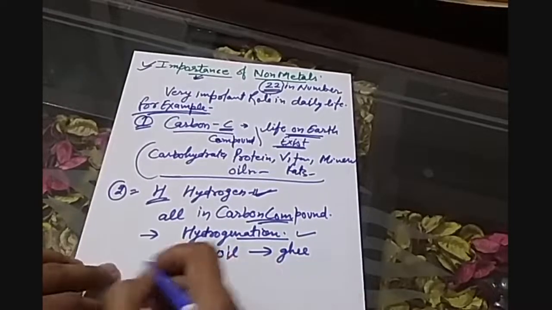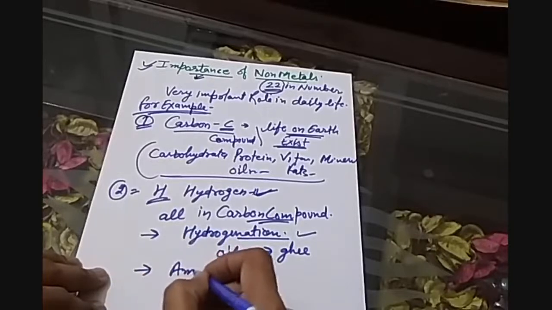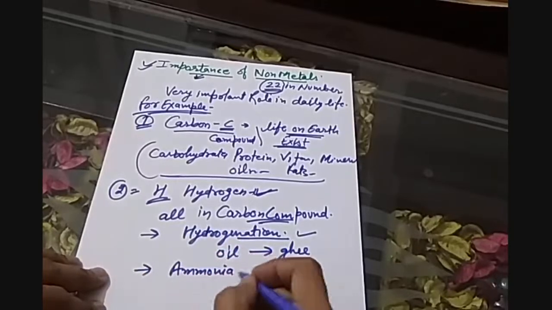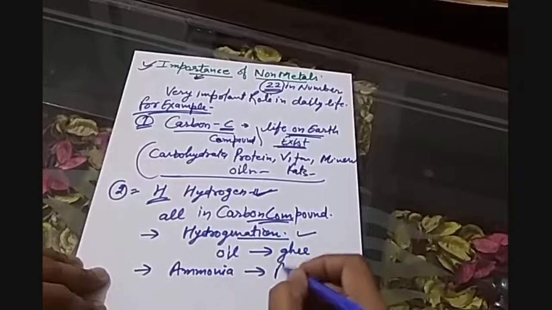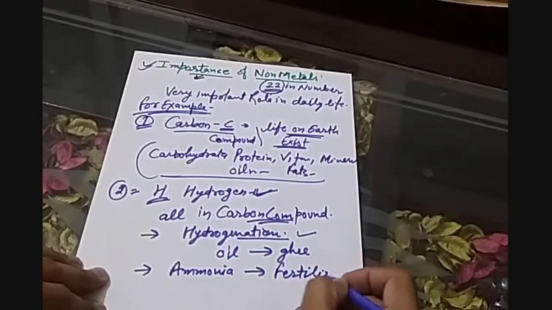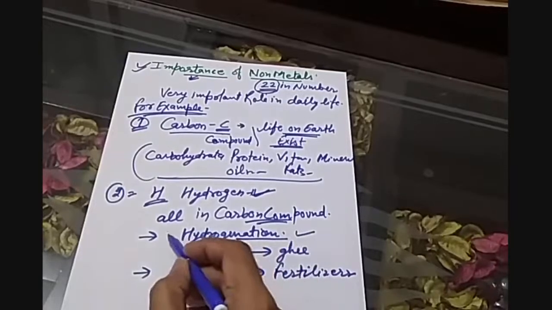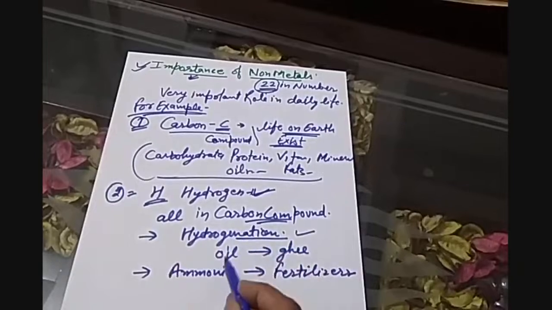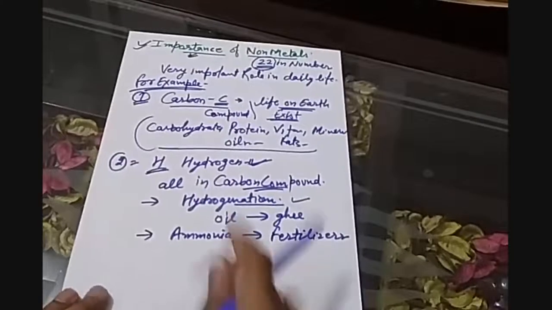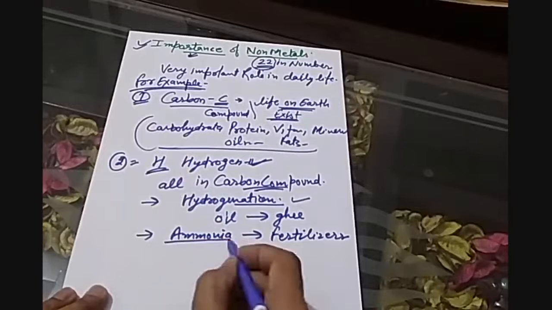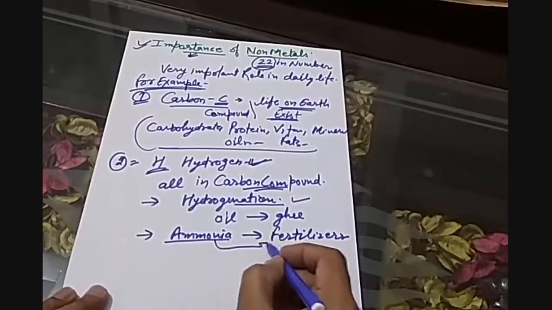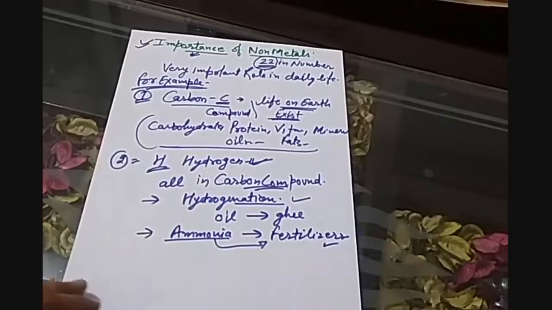Okay, hydrogen is also used to make ammonia, which can be also used to make fertilizers. Now we have studied that hydrogen is the most important just because almost all the carbon compounds contain hydrogen. Hydrogen is also used in hydrogenation to convert oil into ghee. Another, hydrogen is used to make ammonia, which can also be used to make fertilizers.